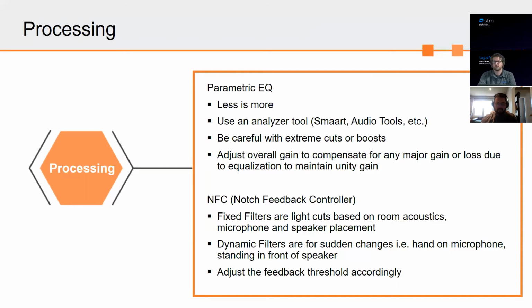You might use fixed filters. Those are going to work on the setup of the room based on where the speaker is located within the proximity of the microphone. And dynamic filters and notch feedback are there for when somebody decides to walk in front of a speaker while wearing a lapel mic, or maybe they put their hand over top of that podium mic. We've all seen that happen, and that causes feedback.